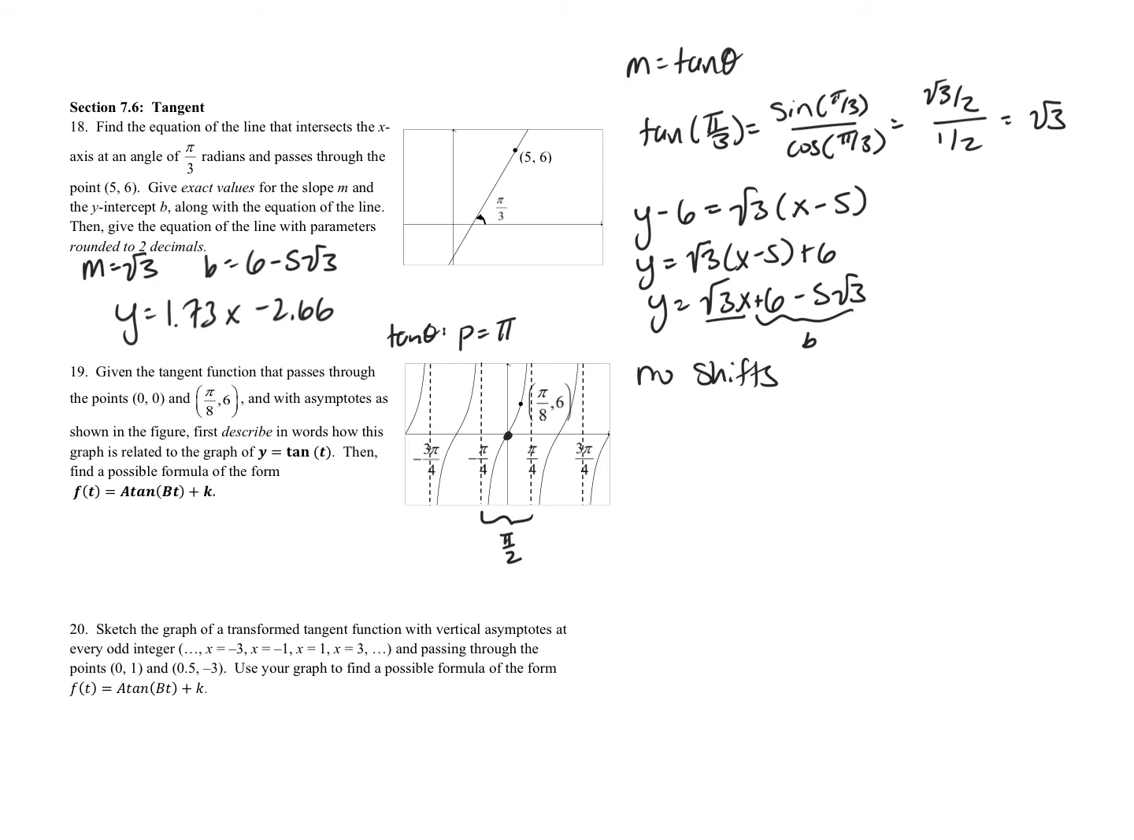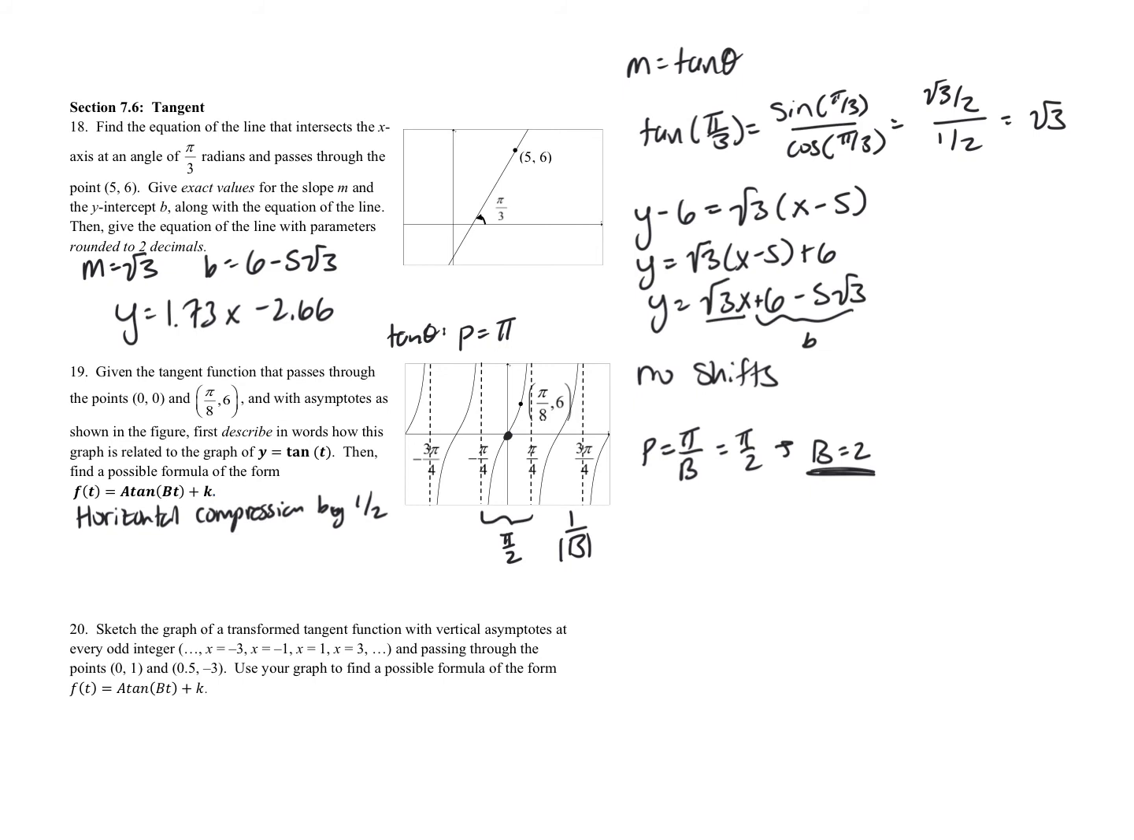And so remember, when we have a stretch or compression, that value is going to be 1 over the absolute value of b. And so to find our b, we know that our period is equal to pi over b. Since our period is pi over 2, that means our b is going to be equal to 2. So we have a horizontal compression by a factor of 1/2. And that's because it's a compression by 1 over b. B is 2, so we get that 1/2 there.